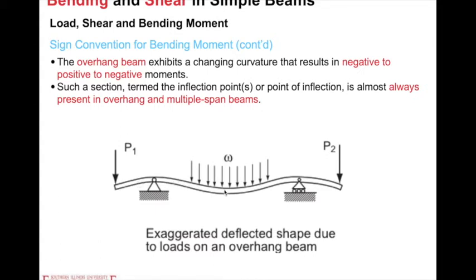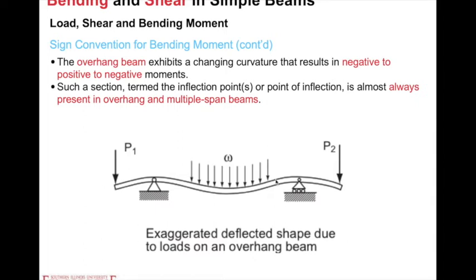We continue to negative, positive. So this left side, the overhang side portion, is concave downward. It is a negative moment in the moment diagram. And then from here to here, it can hold water.